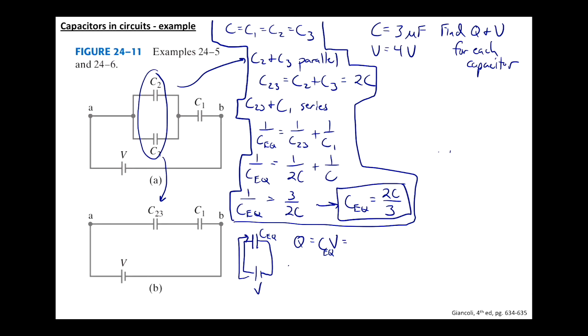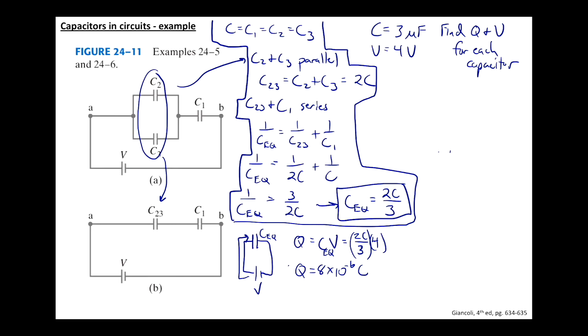So let's see. CEQ is 2C over 3, and V, we said, was 4 volts. And I have an answer for that somewhere, unless someone has already calculated it and wants to tell me what it is. How about 8 times 10 to the minus 6? And that's coulombs. So you could think of that as, in a way, the total amount of charge that's moving into the capacitor system that's building up.